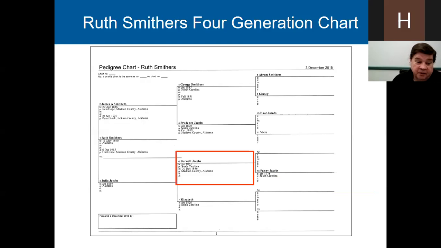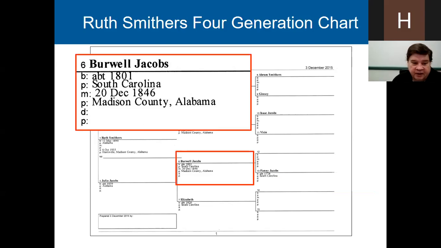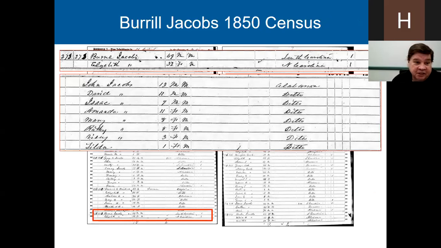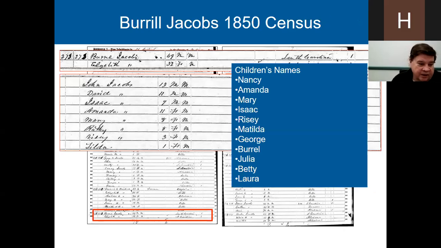Well, I want to look a little bit into Burl's history and see where it takes me. So I know from that he was born about 1801 in South Carolina. And I found a marriage record for him. He's married on the 20th of December, 1846 in Madison County, Alabama. So let's go backwards and see if we can find him in the 1850 census, and I could. Now, I don't have all these names because some of them weren't born yet in 1850, but we picked up two more, John and Daniel.